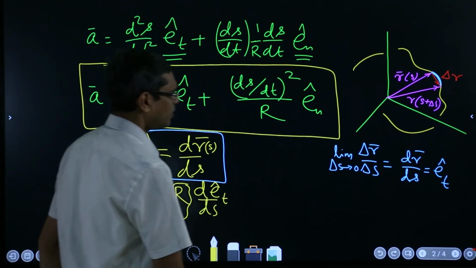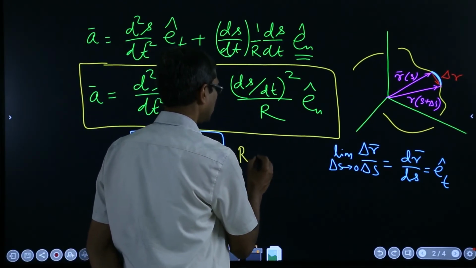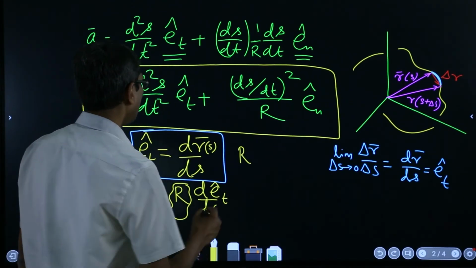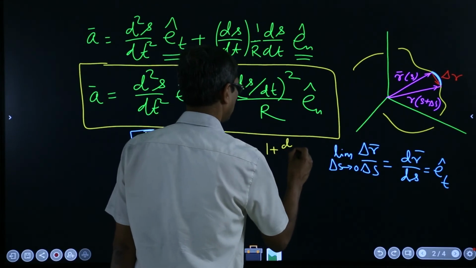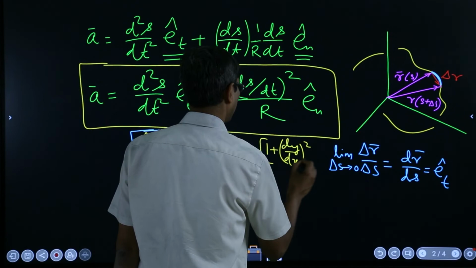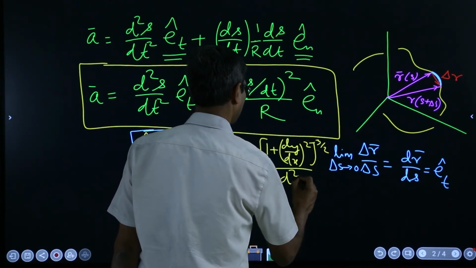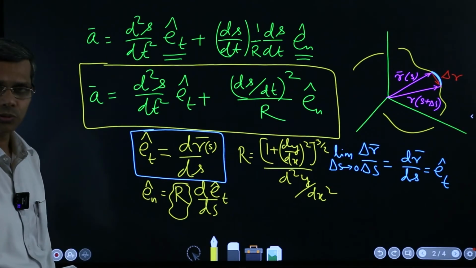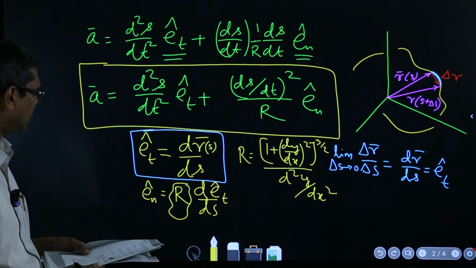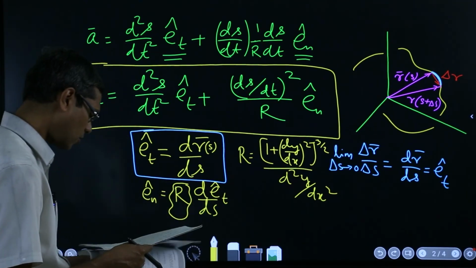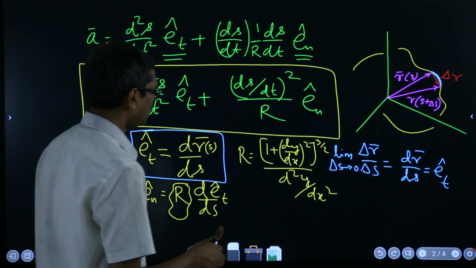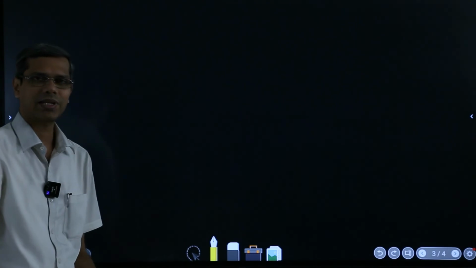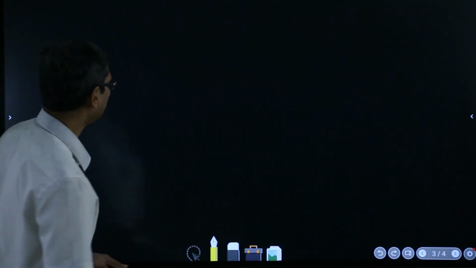Now how to find out R? If you remember the formula in 2D, you remember this formula, right? Dy by dx whole square to the power 3 by 2, divided by d square y by dx square. So that's the formula which generally we use to find the radius of curvature in 2D. But in 3D, if it is not in terms of the path coordinate, I'll just show you this expression. I'll just write it without any proof. For proof you can consult any maths book.